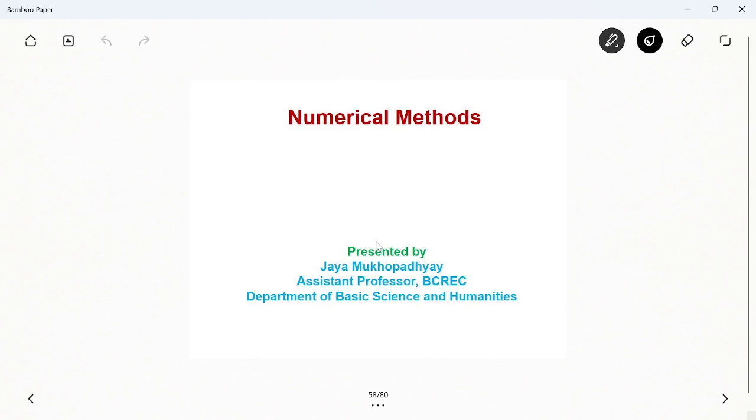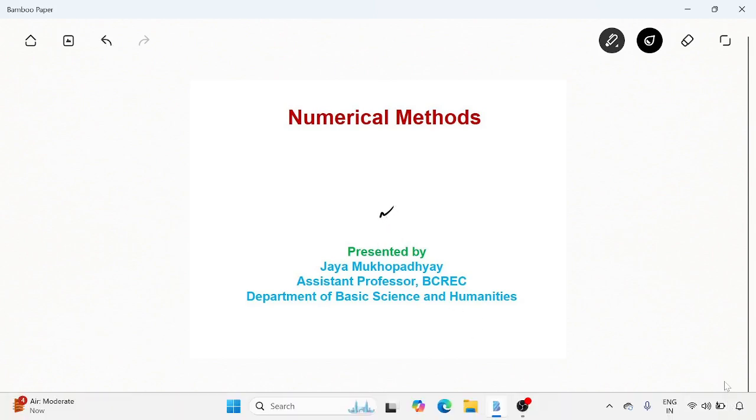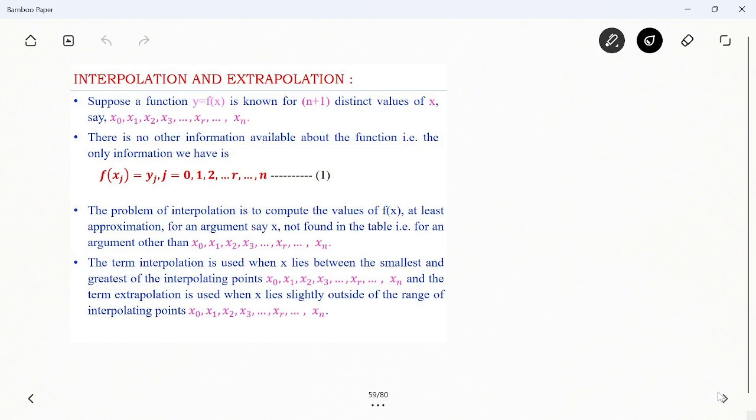Today we are starting our next class. Next class is interpolation and extrapolation. So first I am discussing what is interpolation.